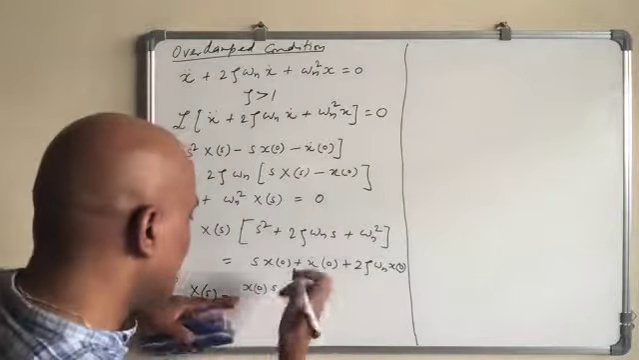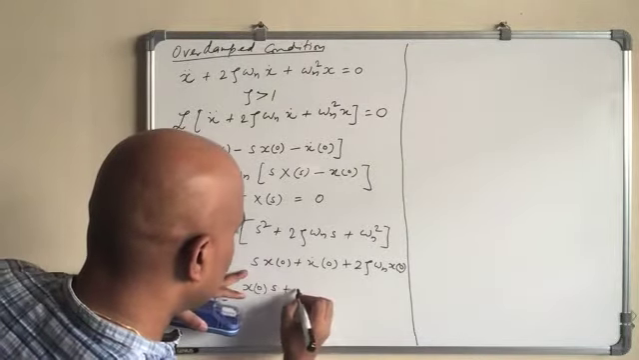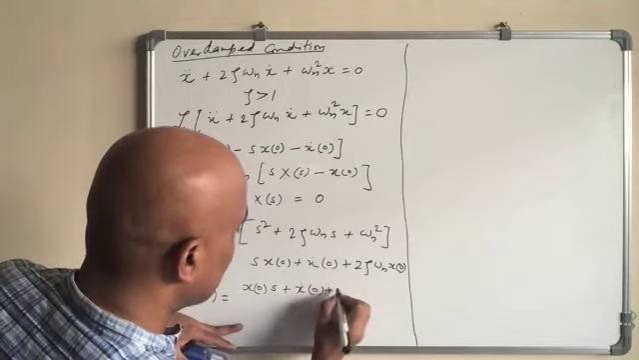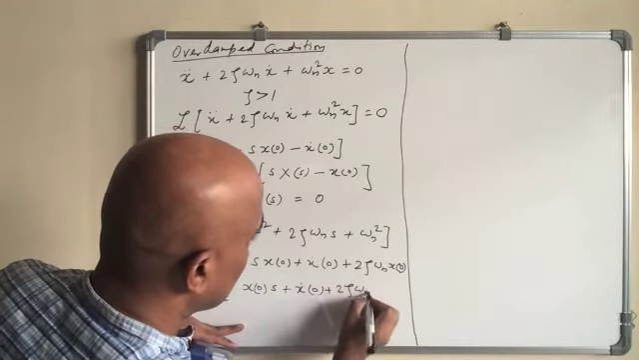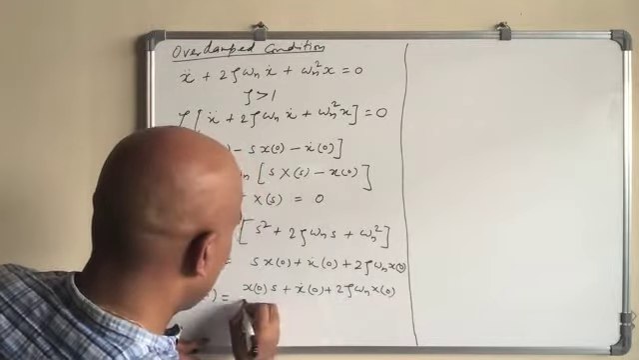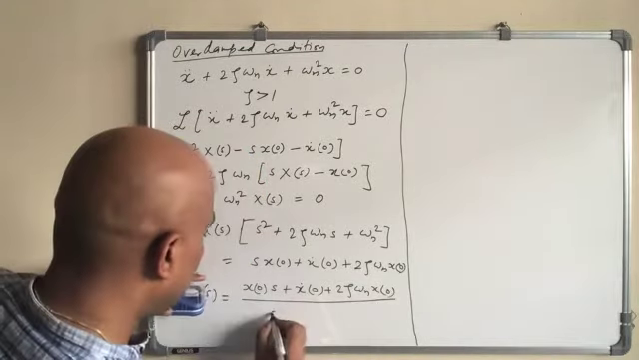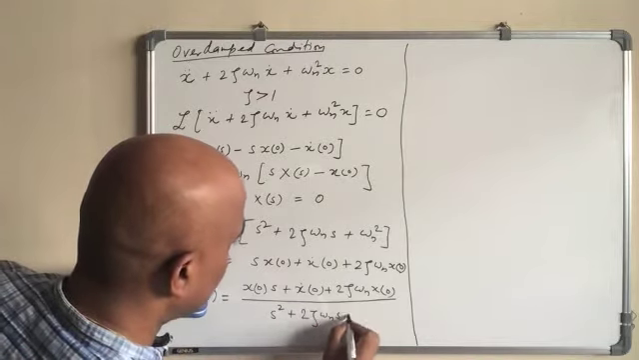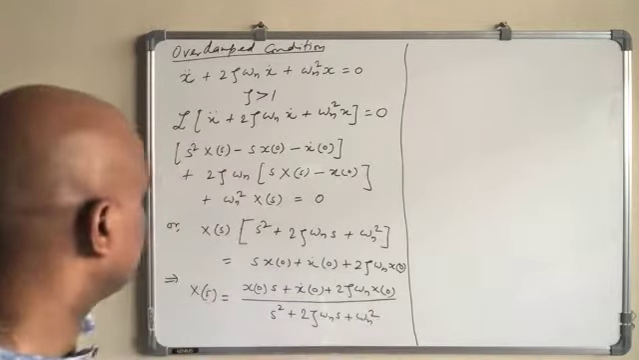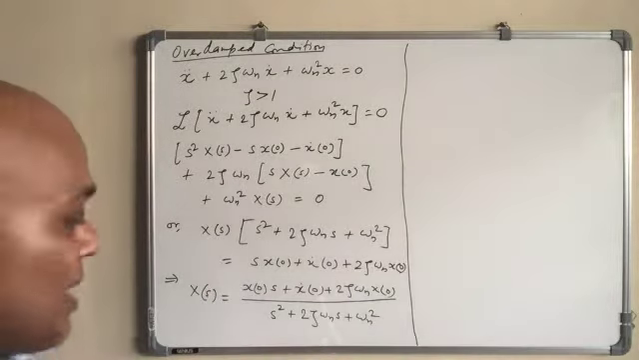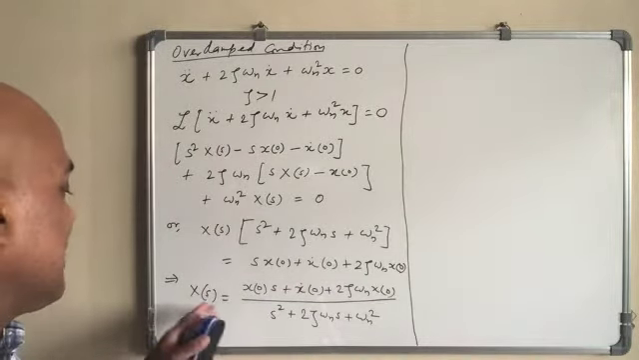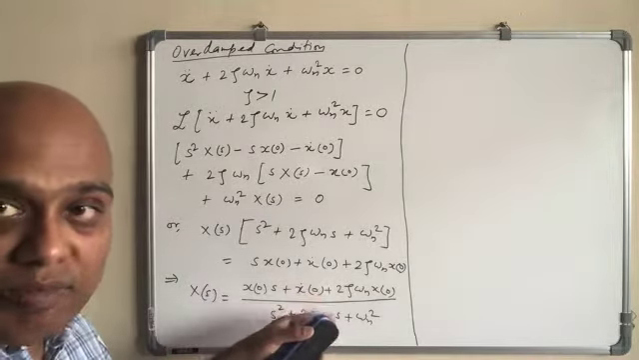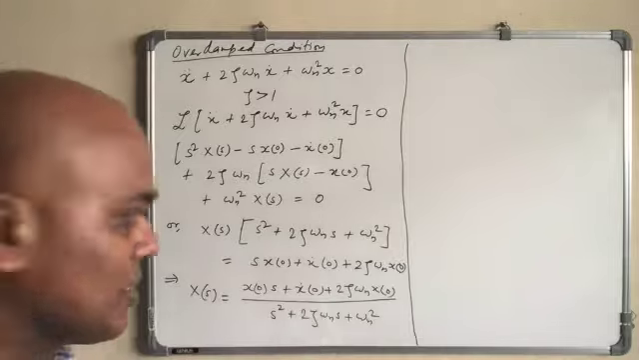Also here, let's write whatever we get here. So x dot 0 plus 2 zeta omega n x0, divided by s square plus 2 zeta omega n s plus omega n square. Okay, so now we have to take the inverse Laplace transform of this function, and we will get the actual solution.